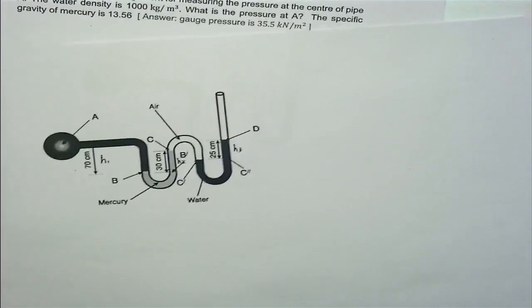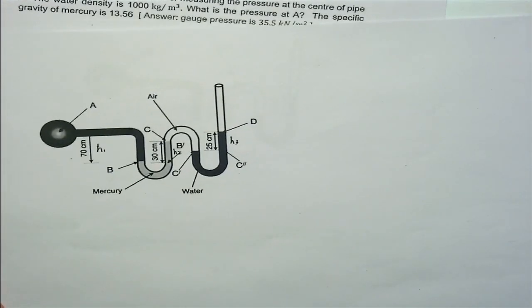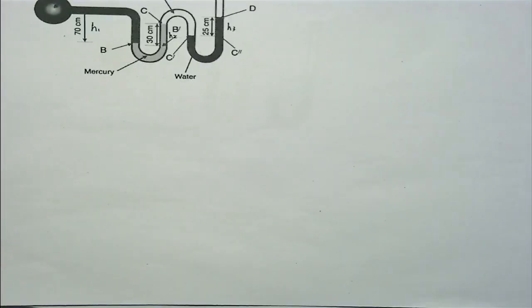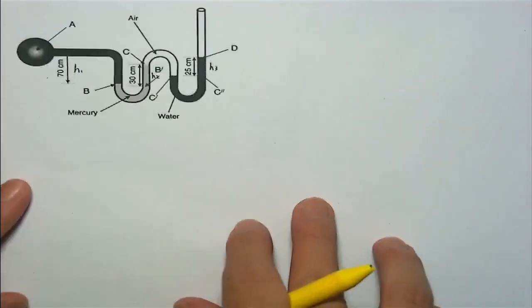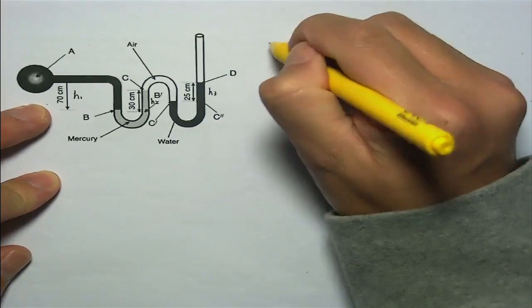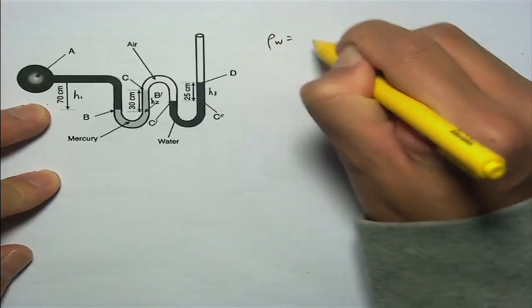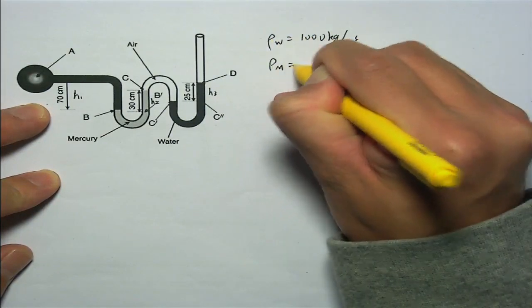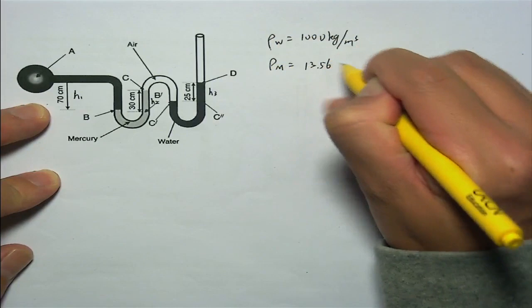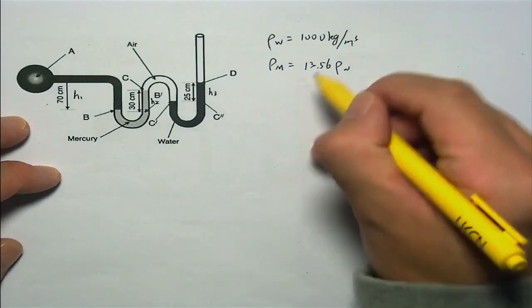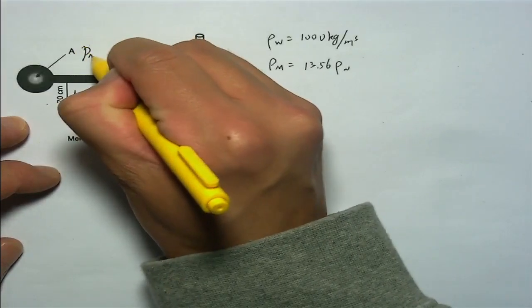And we also know the density of water and also the specific gravity of mercury. So based on the known properties, we could get rho water is 1000 and rho mercury is 13.56 rho water, right? So we want to know the pressure A here.